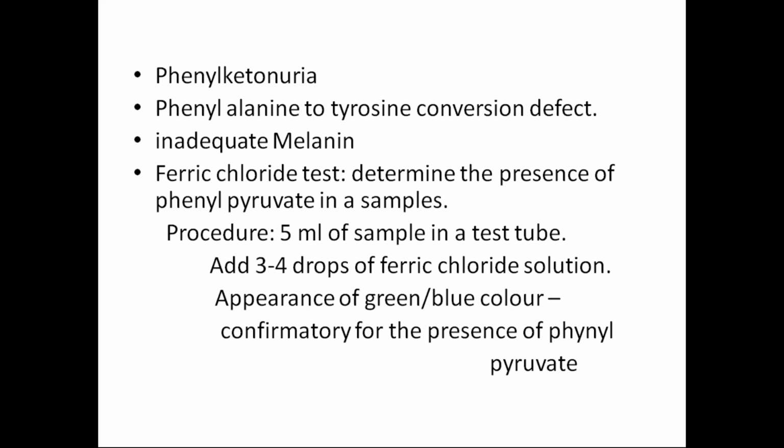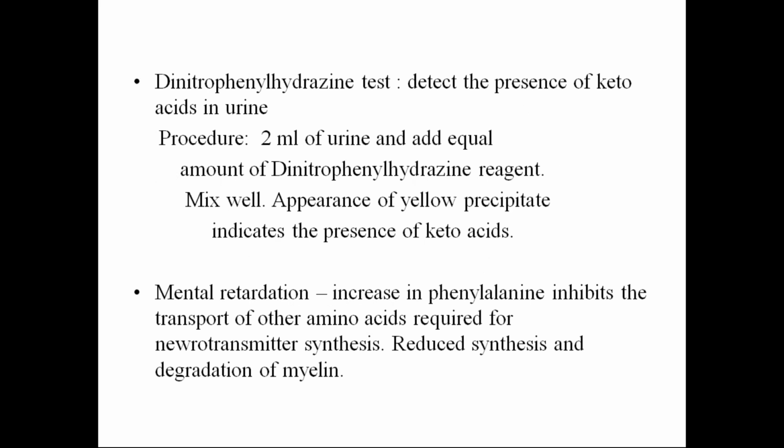And the next test is the dinitrophenylhydrazine test. It detects the presence of keto acids in urine, keto acids like phenyllactate and phenylacetate. The procedure is to take 2 ml of urine in a test tube, add an equal amount of dinitrophenylhydrazine reagent and mix well. The appearance of a yellow precipitate indicates the presence of keto acids, that is phenyllactate and phenylacetate, which are metabolic products of phenylalanine.